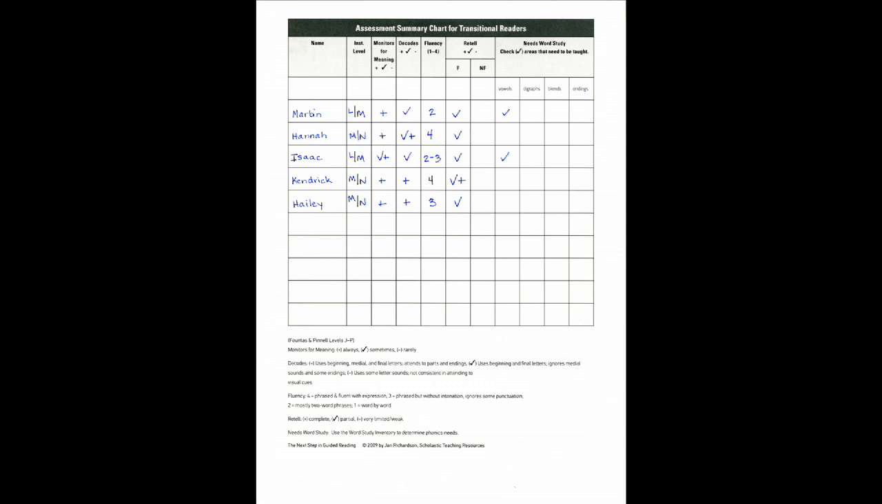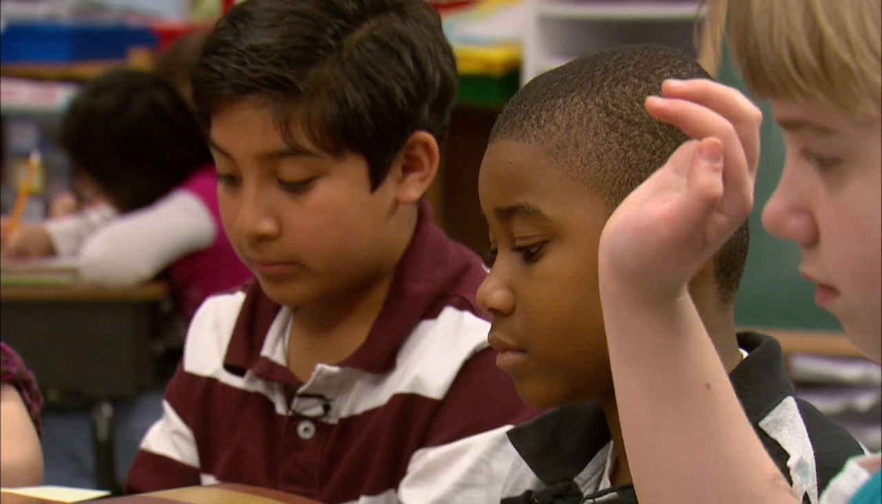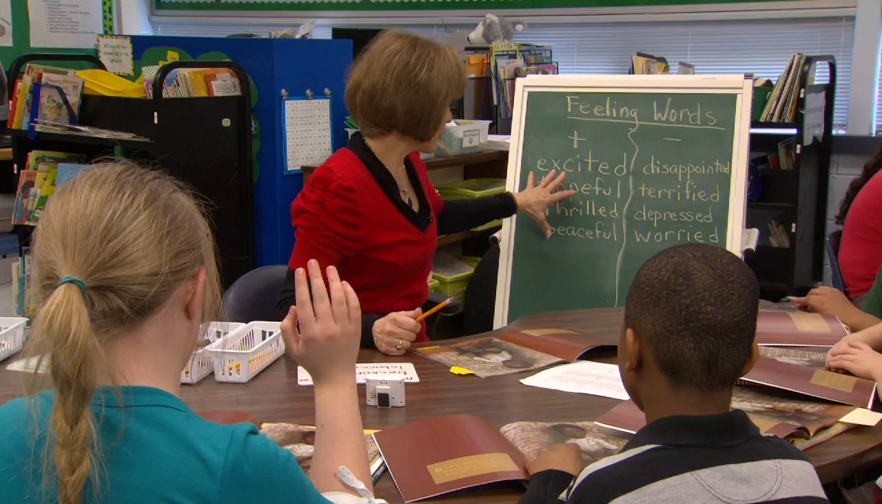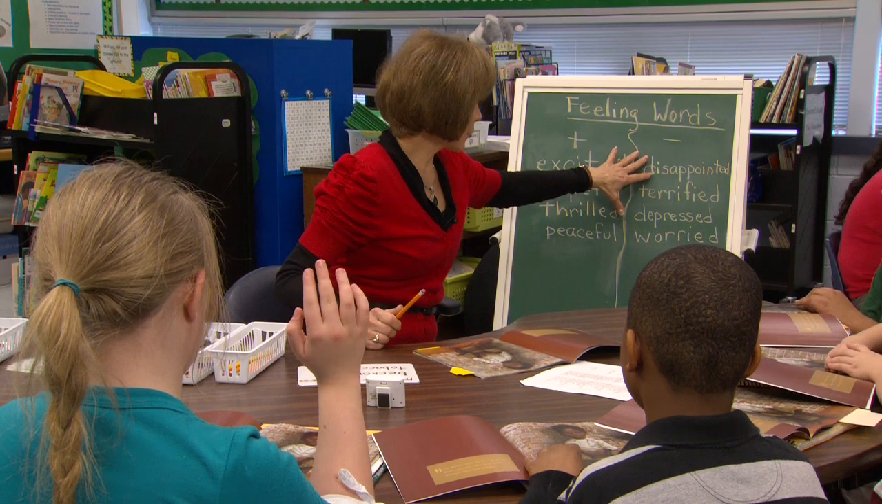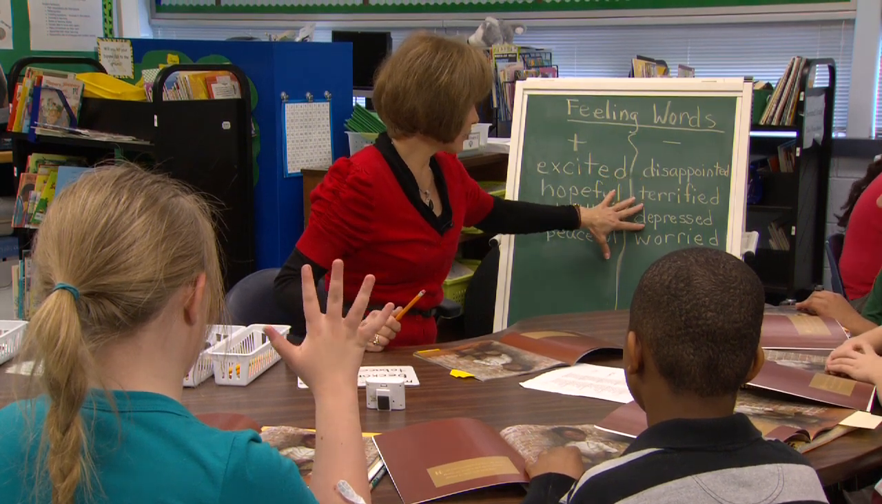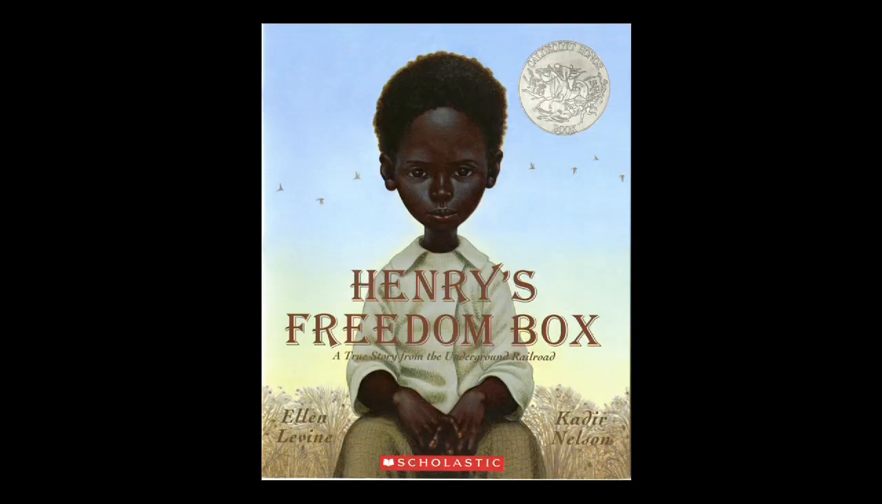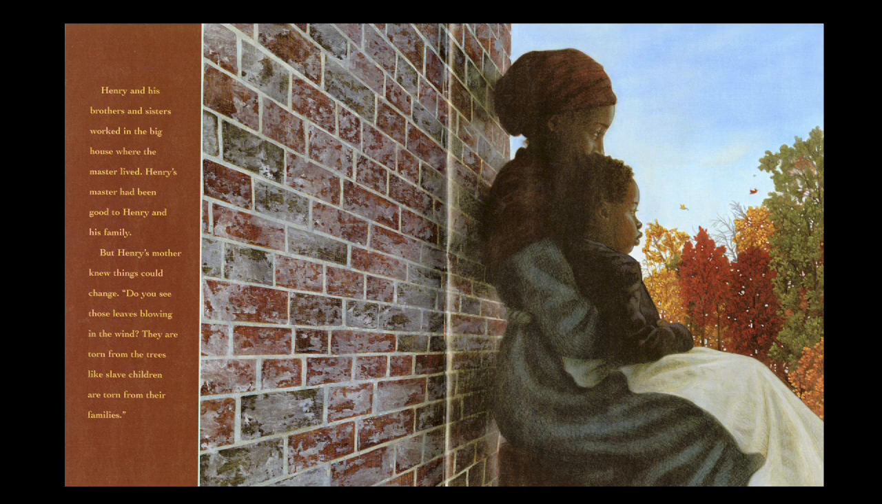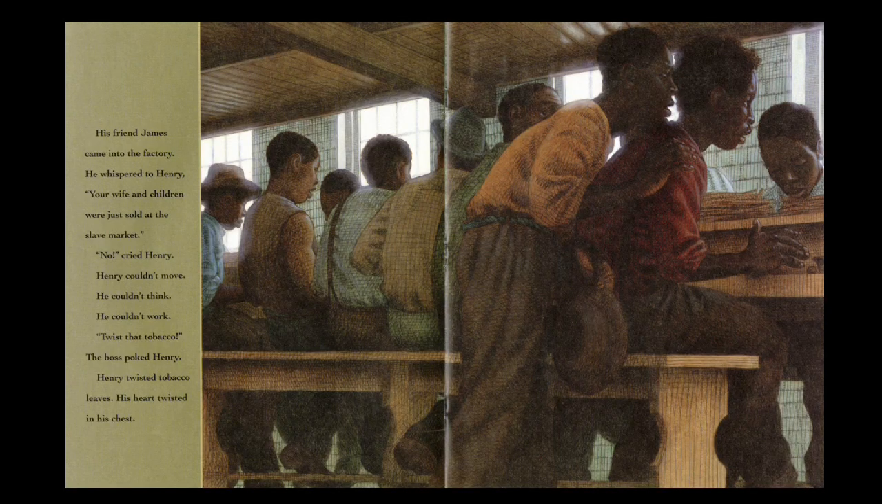Overall, these students are doing well with monitoring for meaning and retelling, so I think a good focus strategy would be to deepen their retelling with inferential thinking by having them track a character's feelings. We chose the book Henry's Freedom Box, a biographical story about a young man who seeks freedom from slavery. It's a good choice for our focus strategy because the main character's feelings change throughout the book. These students also have background knowledge about slavery and the Underground Railroad.